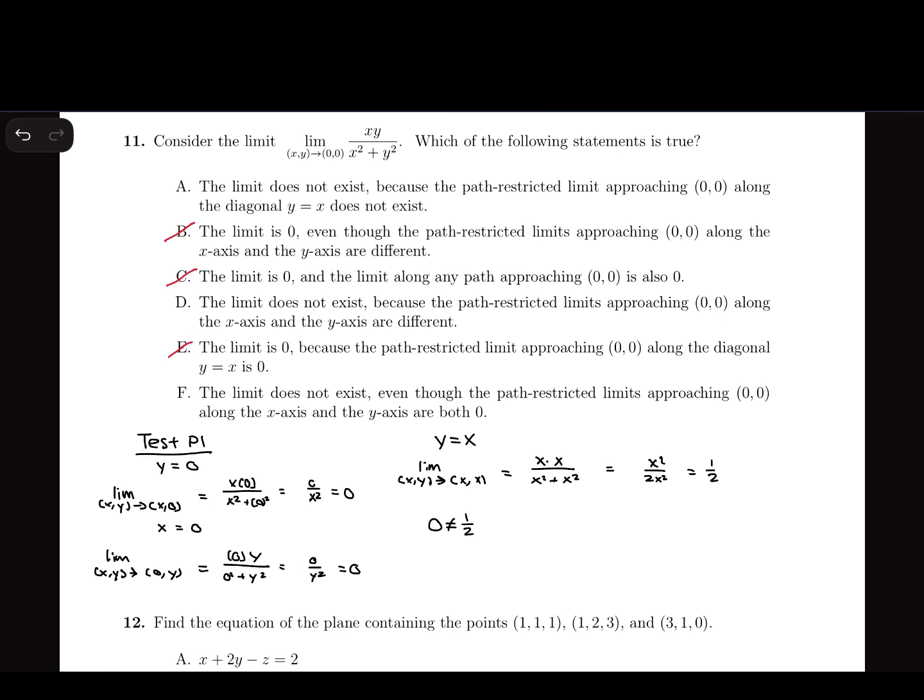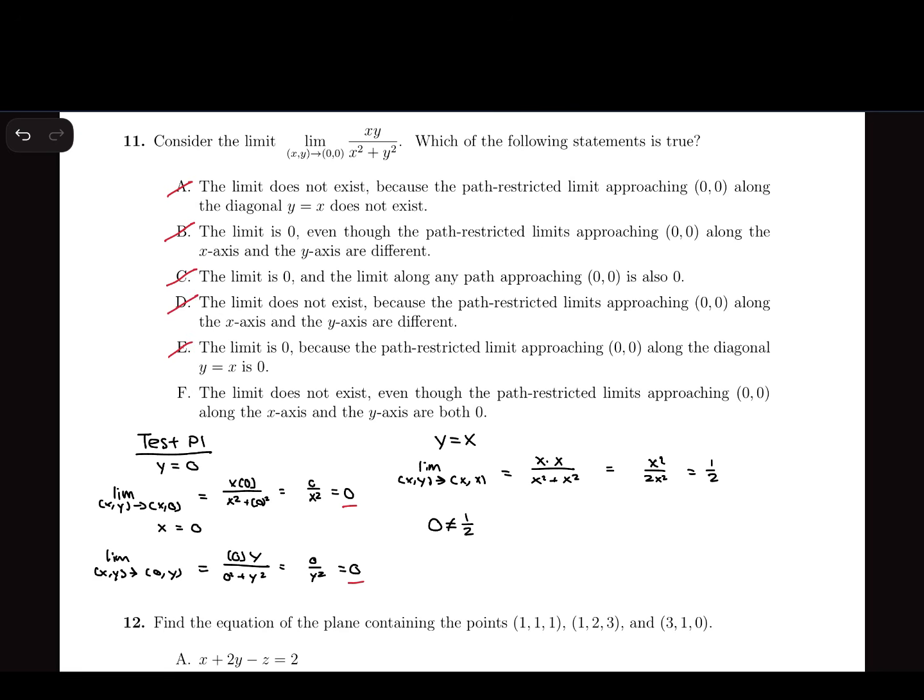Okay, so now let's look at this. A, it says limit does not exist. Okay, that's correct because the path restricted limit approaching 0, 0 along the diagonal y equals x does not exist. Well, that's not true. We already found that approaching y equals x, it exists as 1/2, so it cannot be A. And then it says for D the limit does not exist because the path restricted limits approaching 0, 0 along the x-axis and y-axis are different. Well, that's not correct either because we found that both of them are 0, so it can't be D.